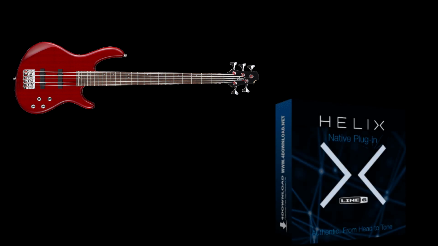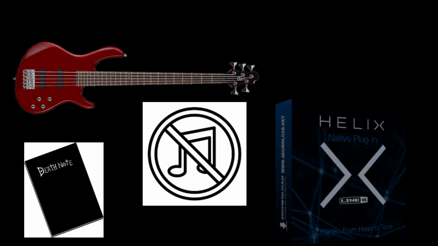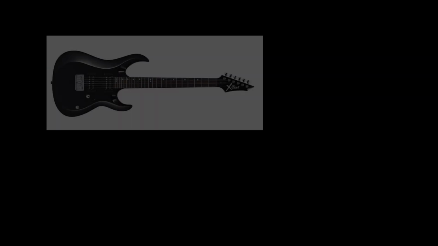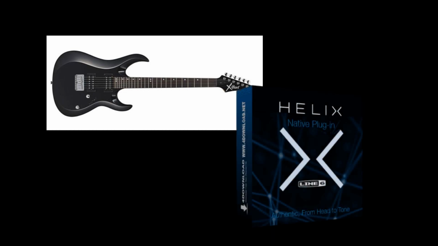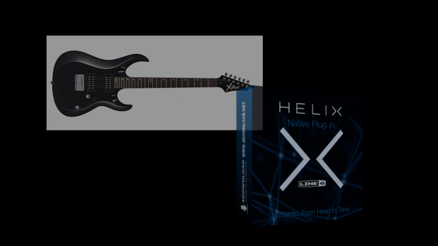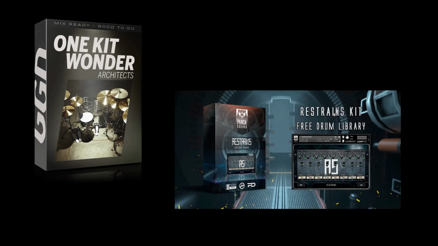Only A0 samples have articulations for dead and muted notes. Clean guitar samples are the same ones as for overdrive guitar, just processed with a different preset for clean tone. The same story with synth samples, processed with another Helix Native preset. As for the drums, they are Get Good Drums Architects Kit plus Restraints Kit for Perfect Drums Player mixed together.